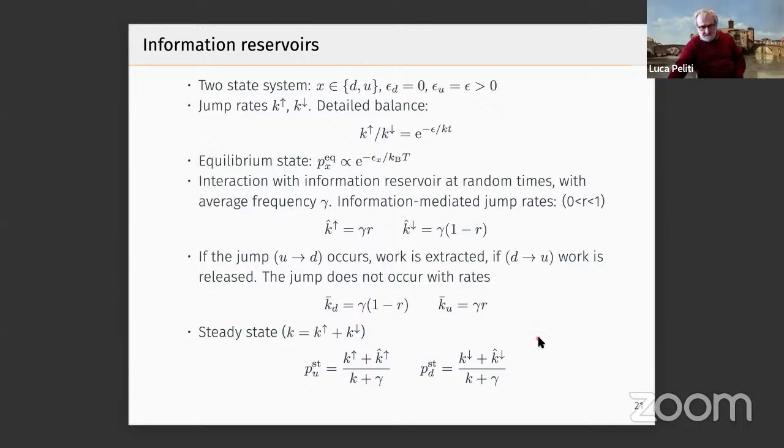It's easy to get the steady state distribution for the state up and state down in this way. The probability of being in state up is given by the ratio of the jump rate of going up, either thermally or by interacting with the tape, divided by the normalization factor. The probability of going down is, of course, given by the sum of the rate of going thermally or going via interaction with the tape. And the normalization factor is given by the sum of the two thermal rates plus the sum of the two information-mediated jump rates. And you see that the first one is defined k, and the other one is equal to gamma.